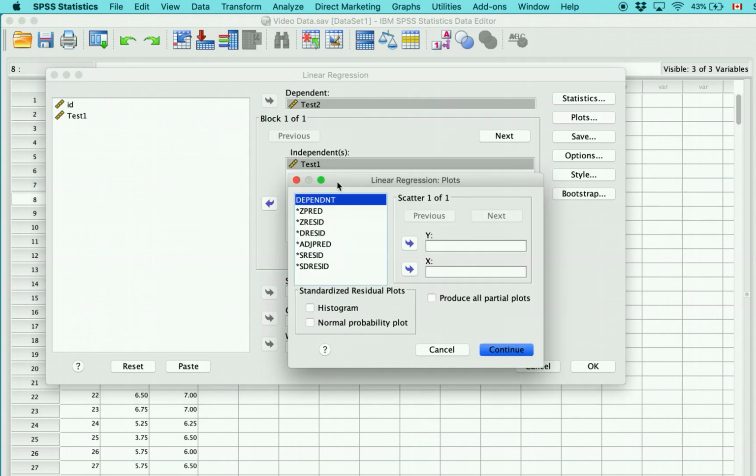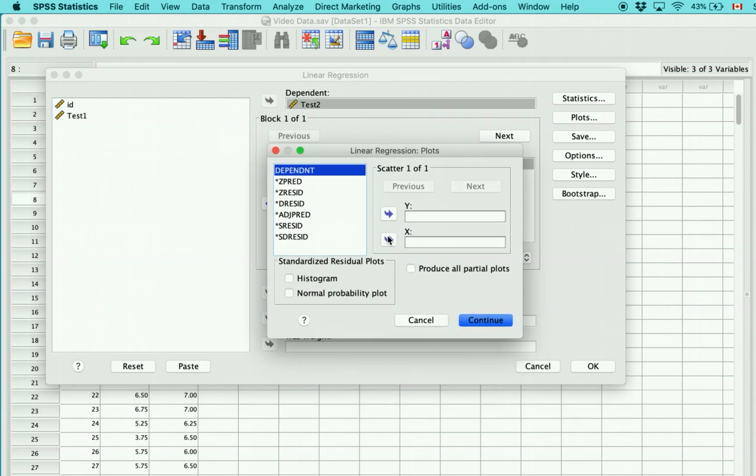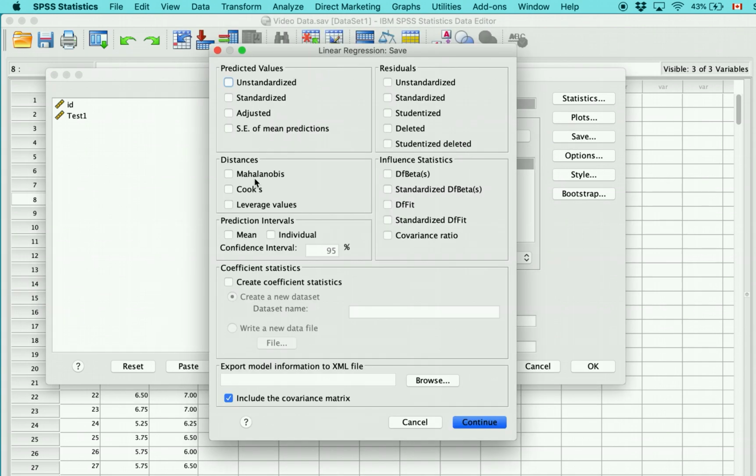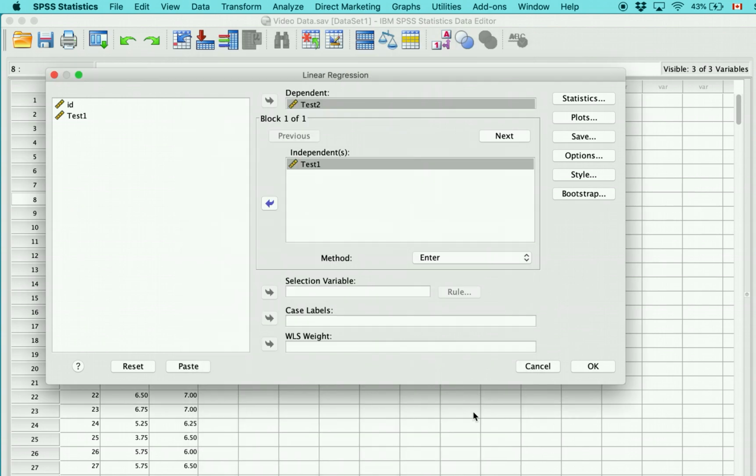Plots: you do have an option to plot different types of relationships between the independent and dependent variable. You can also get it to give you estimates of the error between the two variables. We're not going to bother with that, but it's an option. Save here can create new variables that have the predicted scores that the regression line would be predicting, or the residuals or other variables. But again, we don't need that for this class.